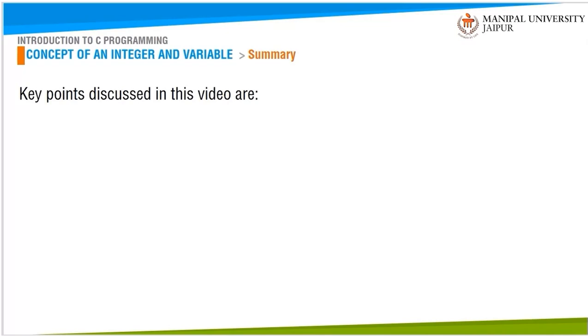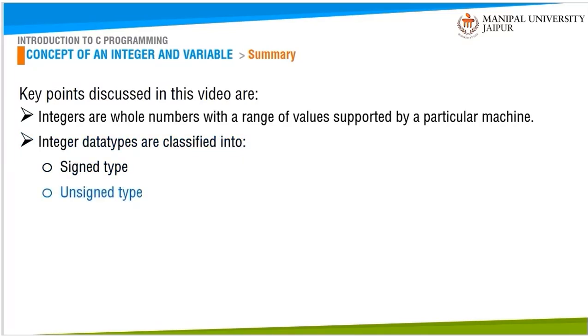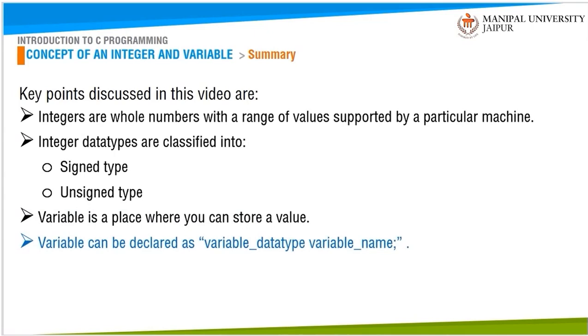The key points discussed in this video are: integers are whole numbers with a range of values supported by a particular machine. Integer data types are classified into signed type, unsigned type. Variable is a place where you can store a value. Variable can be declared as variable data type, variable name, followed by a semicolon.